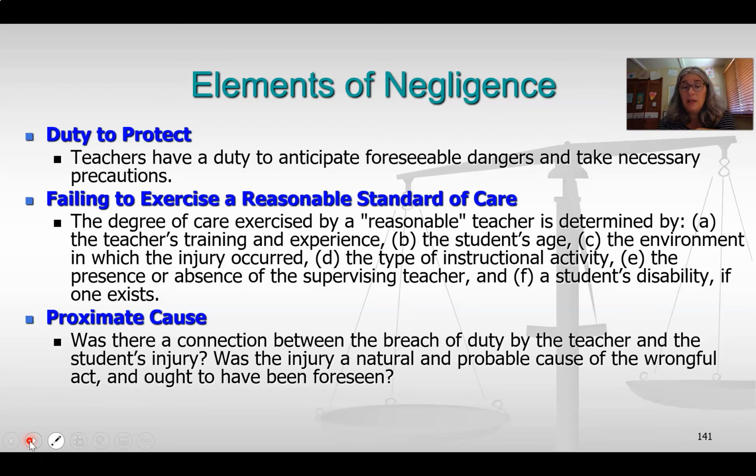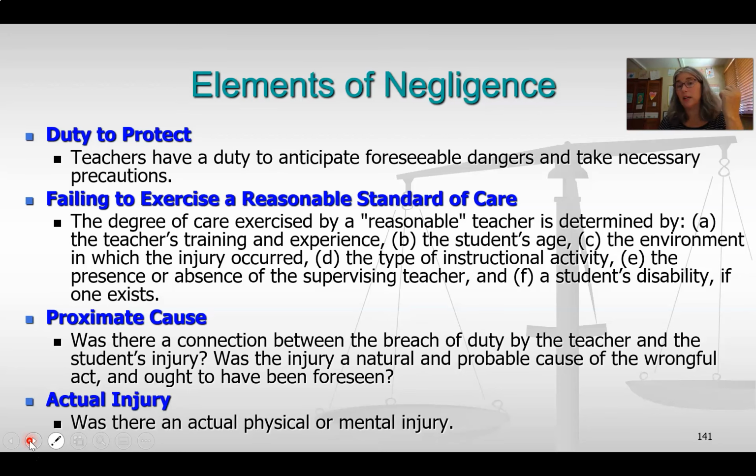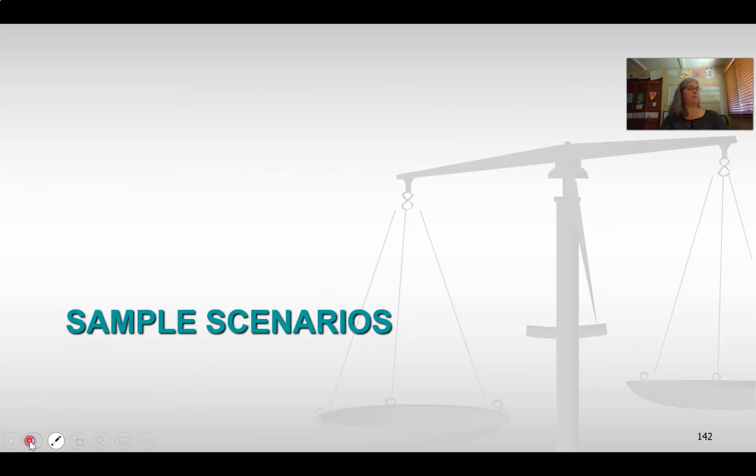The proximate cause. Is there a connection between the breach of duty by the teacher and the injury or the negligence that occurred? So for instance, if the teacher had been paying attention, if the teacher had been doing their job, could they have prevented what occurred? Or was it something that naturally would have happened anyway because the student just tripped over their own feet? And then lastly, was there actually some sort of an injury? Did something occur afterwards that was harmful to the students?